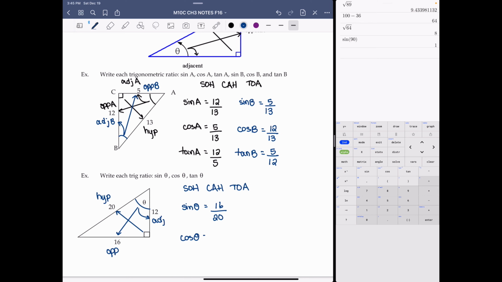Cos theta. Cos is adjacent over hypotenuse. Adjacent from theta is 12, and hypotenuse is 20, so 12 over 20. And then tan theta. Tan is opposite over adjacent. Opposite from theta is 16, and adjacent from theta is 12, so 16 over 12.